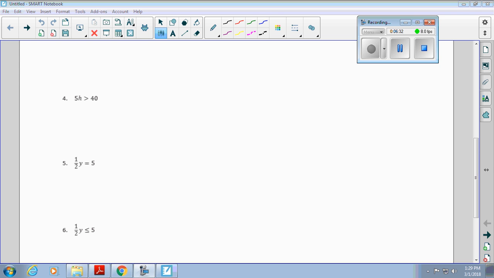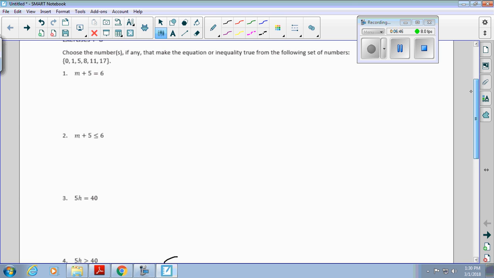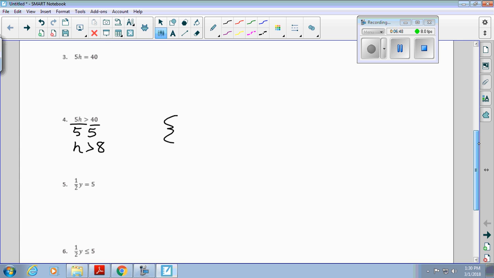So, here we go. I have rebooted it. So you're going to divide each side by 5 with this as well. You get h is greater than 8. So up top, 8, 11, and 17 would all meet that criteria. So 8, 11, 17 are all greater than 8. The next one confused a lot of people.